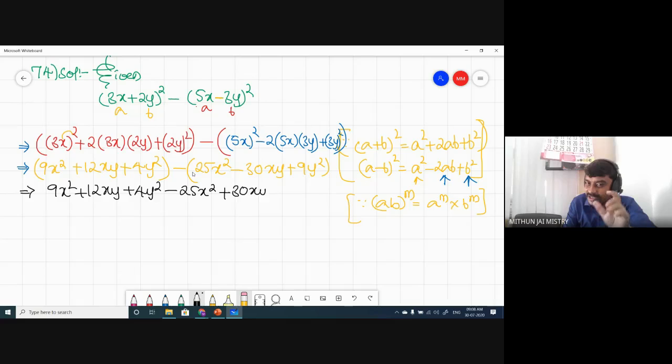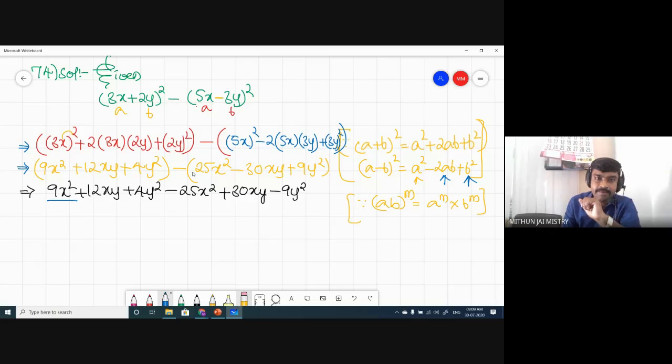So this is to be done very carefully. Then minus into plus is again minus 9y square. So that's why the bracket is very important. If before the bracket there is minus and you are trying to remove the bracket, all the terms inside will change their symbol. Right.